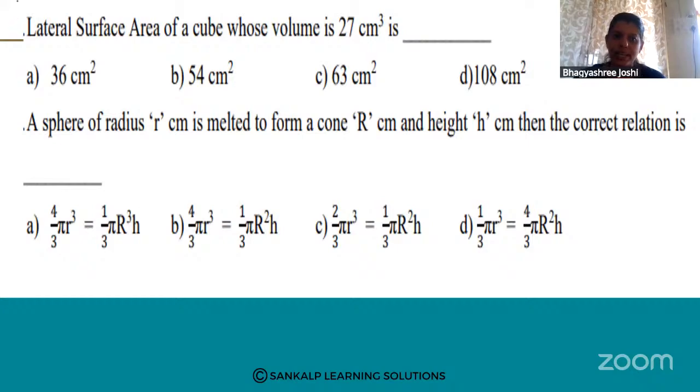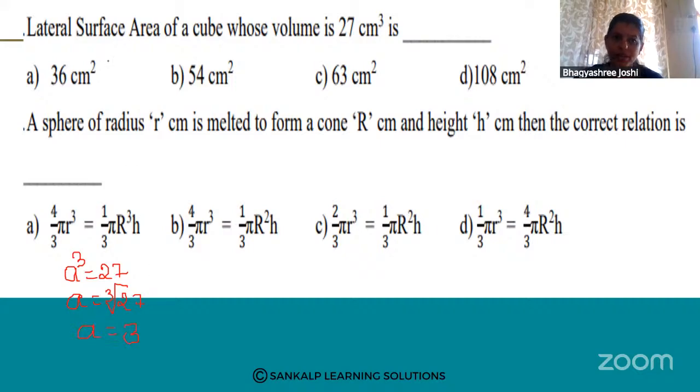Lateral surface area of a cube whose volume is 27 centimeter cube. So volume of the cube is A cube, right? So A cube they have given, that is 27. A cube is equal to 27. Then what is the value of A? That is cube root of 27. That is A is equal to 3.